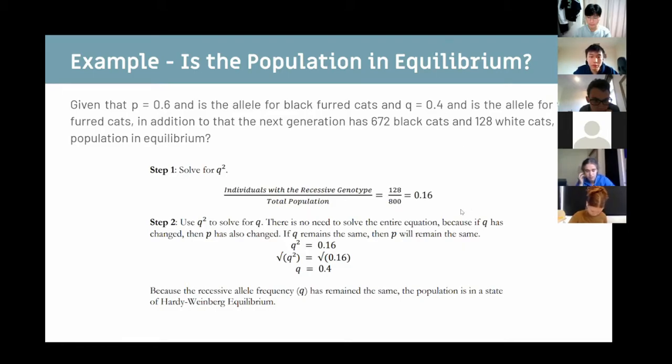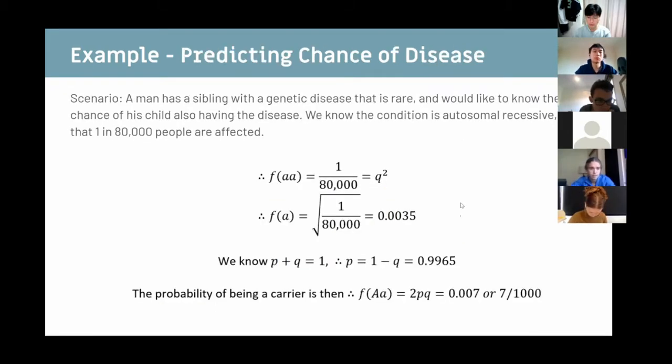Okay, I hope that makes sense. And here's another scenario or example that you can use with the equilibrium. I know it looks very mathy, but don't be too intimidated. It'll make sense. So here's a scenario. Say that a man has a sibling with a genetic disease that is rare, and he wants to know that if he has a child, what's the chance of his child also having the disease?